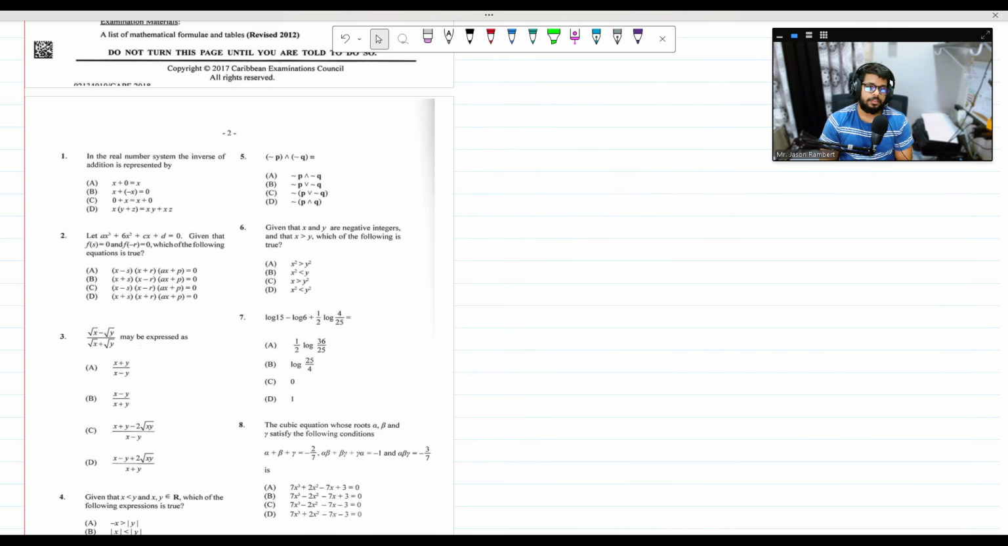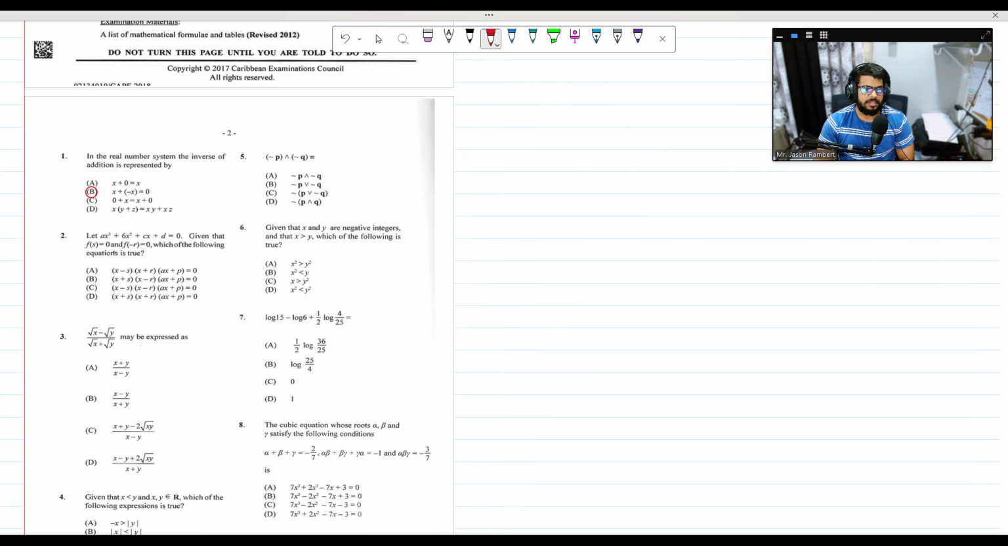So 2018, number 1. In the real number system, we know the inverse of addition is subtraction, but we have to be very fine-tuned when it comes to questions like this. The only option that will line up with this particular property is going to be B. Right? That one is a no-brainer.